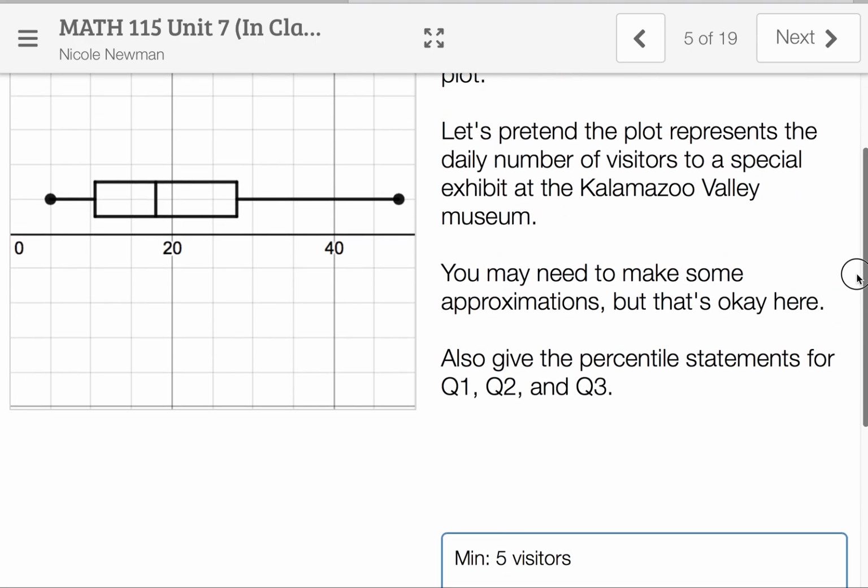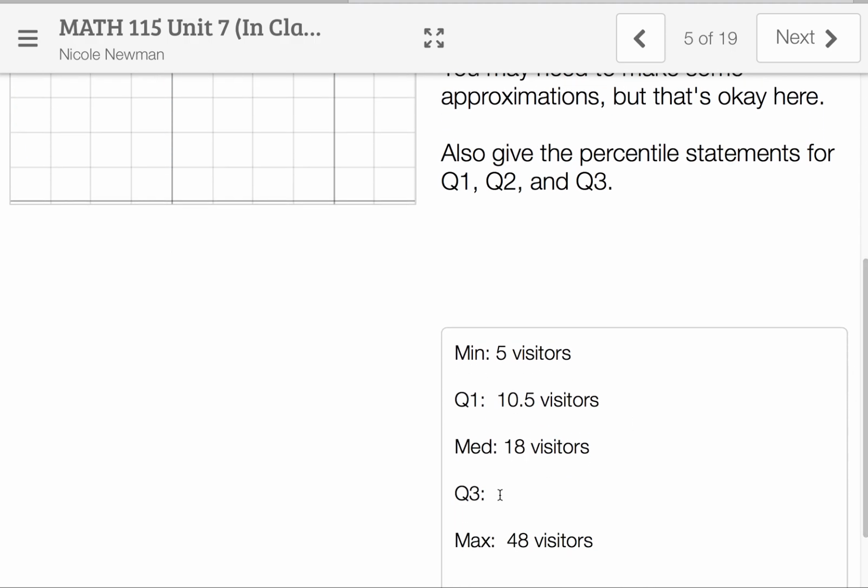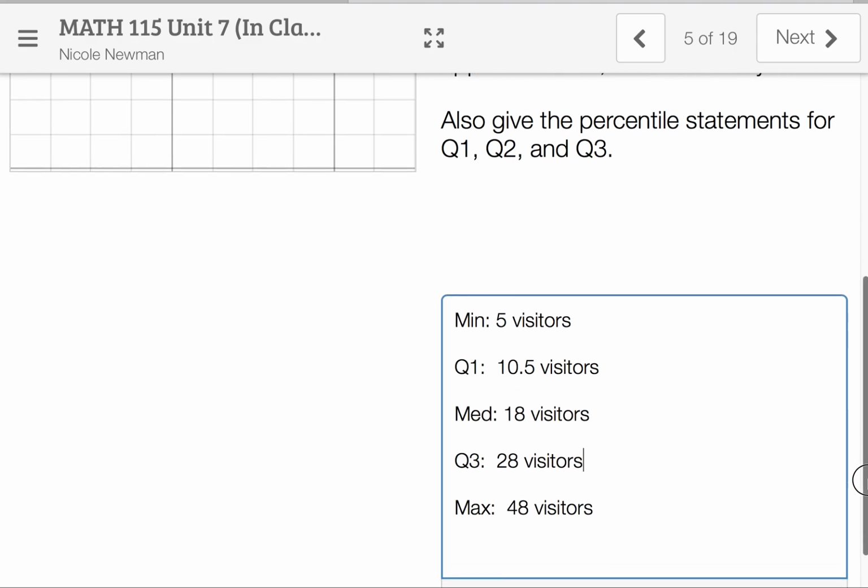For the upper quartile, or Q3, let's click over here. 28, that's how many we need. All right, so we've listed all of these. There's our 5-number summary. But then it says also give percentile statements for Q1, Q2, and Q3. The median is also called Q2. Okay, so maybe we go put that in there for right now.